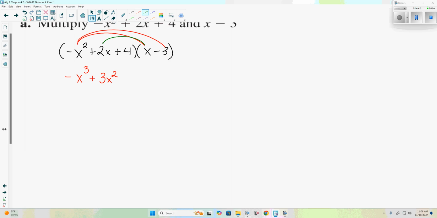All right, now we're going to repeat the process with 2x. Positive 2x times positive x is plus 2x squared. 2x times negative 3, 2 times negative 3 is negative 6, and we still have our x. And lastly, we multiply through by 4. 4 times x is going to be positive 4x, and 4 times negative 3 is negative 12.